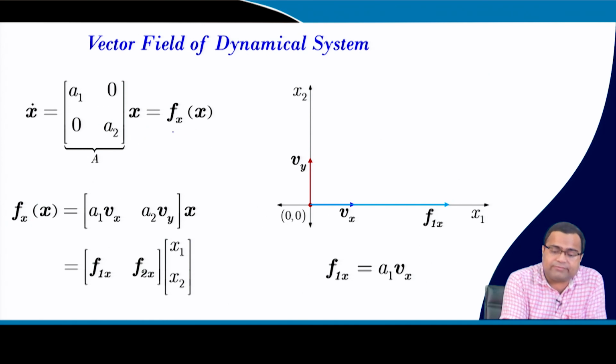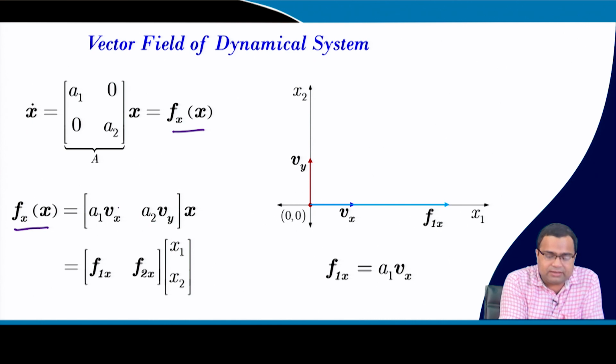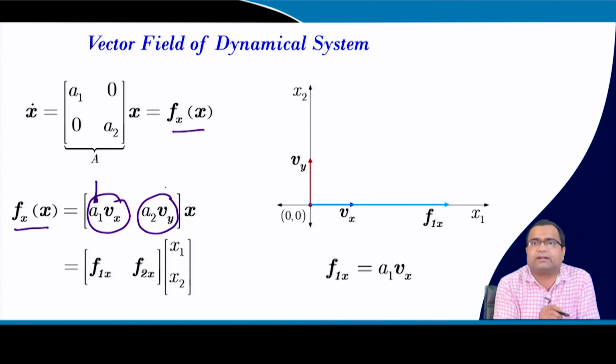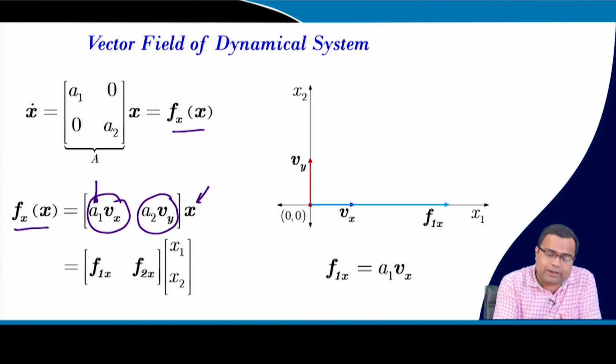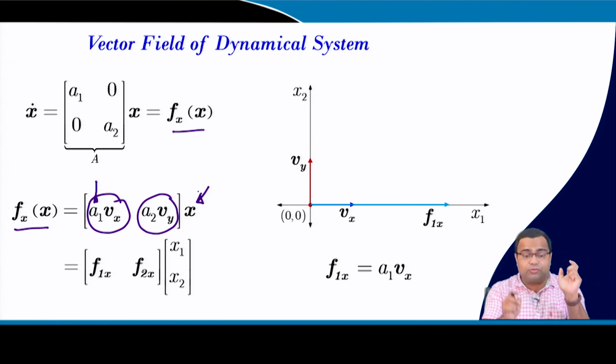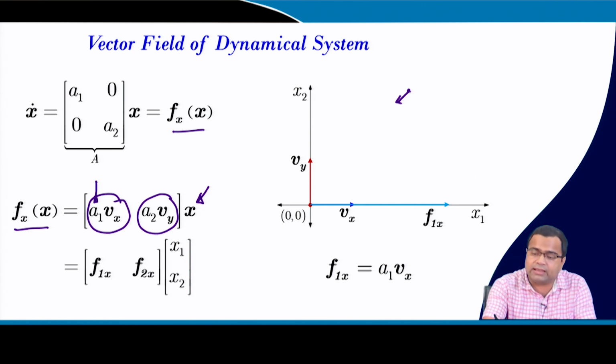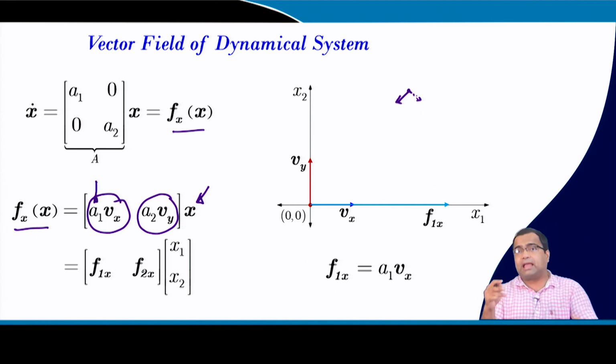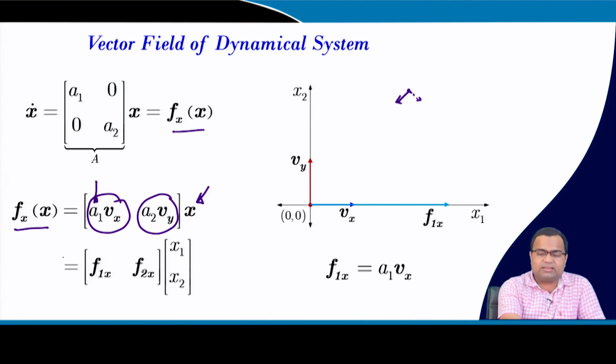Now I want to draw the vector field. I told you, in order to draw the vector field, in the function f(x), Vx is the basis vector with the scaling factor of A1, Vy is the basis vector with the scaling factor of A2, and x is the point where we are trying to draw the vector field. So you need to specify the point where we want to draw the tangent. Suppose you want to draw a tangent here, whether it will come towards this, which you have shown in MATLAB, or go towards this. That can be analyzed by drawing this vector field.